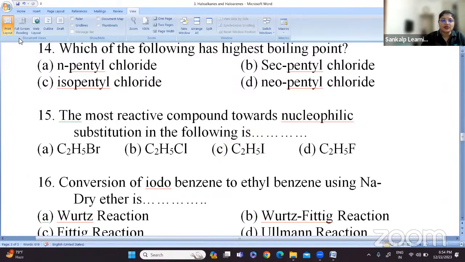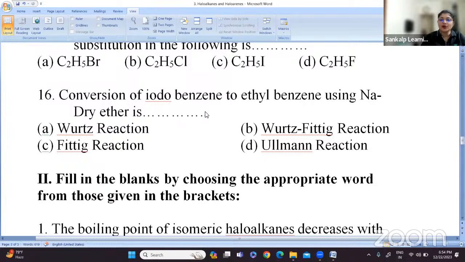Okay. Next question. Conversion of iodobenzene to ethyl benzene using sodium in the presence of dry ether is A. Wurtz reaction, B. Wurtz-Fittig reaction, C. Fittig reaction, and D. Ullmann reaction. Conversion of iodobenzene to ethyl benzene.